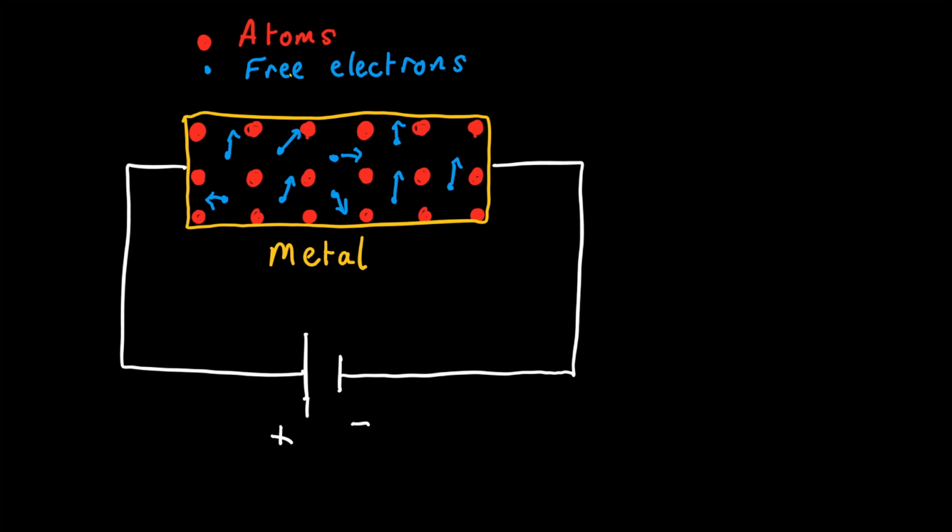When we connect the battery across the ends of the metal, the free electrons within the metal will be attracted to the positive terminal of the battery and will slowly drift towards it. We'd also find that electrons from the battery, from the negative terminal, will flow into the metal to replace the electrons leaving the metal rod. And this produces an electric current. Now the charge carriers here are electrons within the metal.